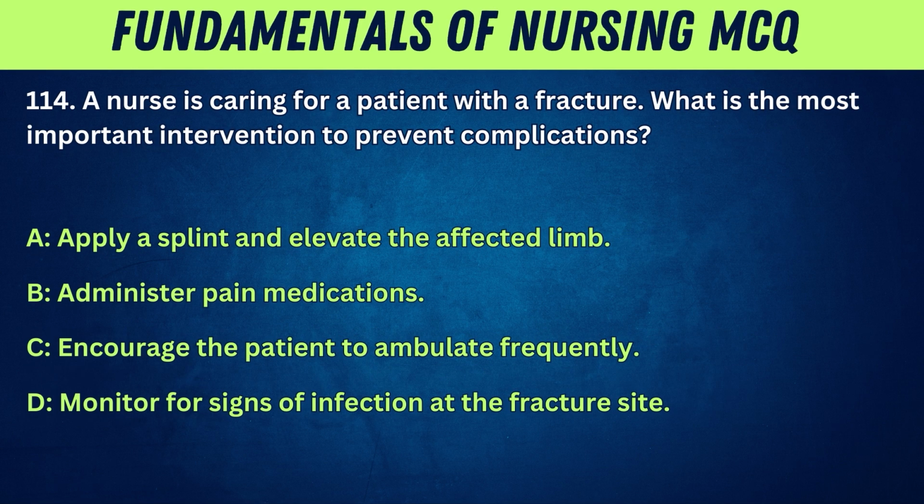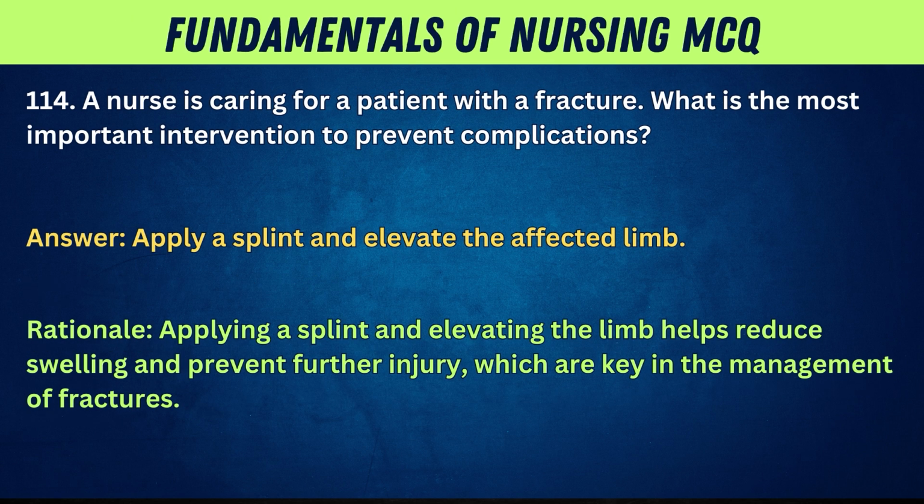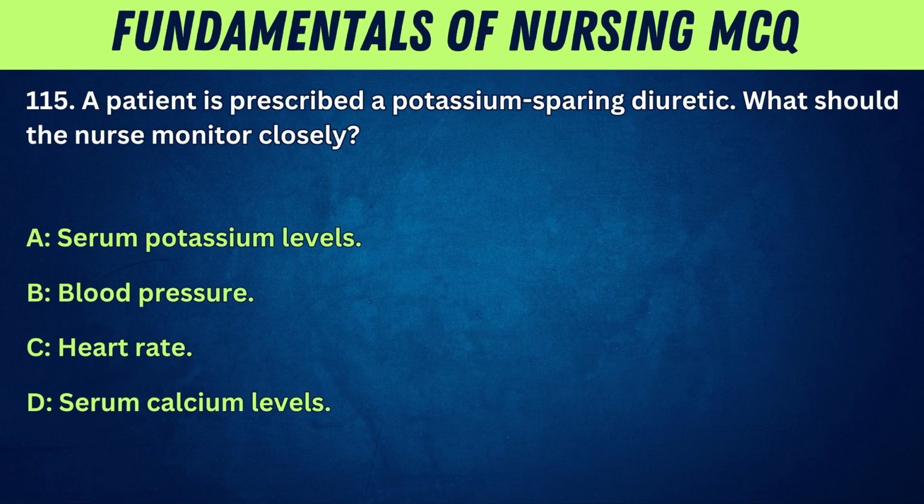114. A nurse is caring for a patient with a fracture. What is the most important intervention to prevent complications? A. Apply a splint and elevate the affected limb. B. Administer pain medications. C. Encourage the patient to ambulate frequently. D. Monitor for signs of infection at the fracture site. Answer: apply a splint and elevate the affected limb. Rationale: applying a splint and elevating the limb helps reduce swelling and prevent further injury, which are key in the management of fractures.